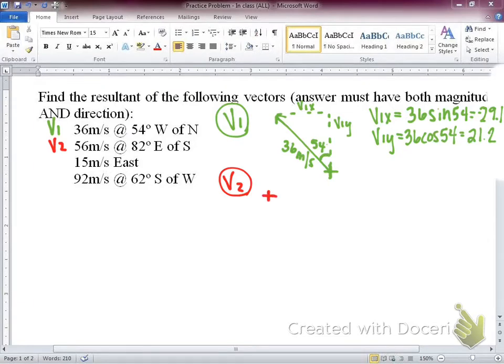Okay, east of south means I need to draw my vector somewhere in the southeast direction. What axis does the angle need to touch? It needs to touch the south axis. Okay, so my angle is going to fit right here, 82 degrees, and my hypotenuse is 56 meters per second.